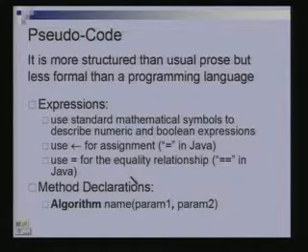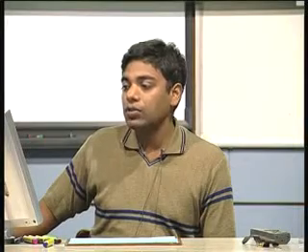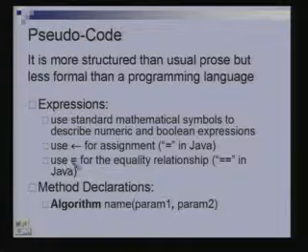Okay, so that's what I was saying, pseudocode is more structured than usual prose, but it's less formal than a programming language. Yeah, and what will our pseudocode look like? We'll use standard numeric and Boolean expressions in it, right? Instead of the assignment operator, which is equal to in Java, I will use this left arrow, and instead of the equality operator in Java, which is two equals, the same in C, I will use just a single equal, and I'll declare methods in this manner.